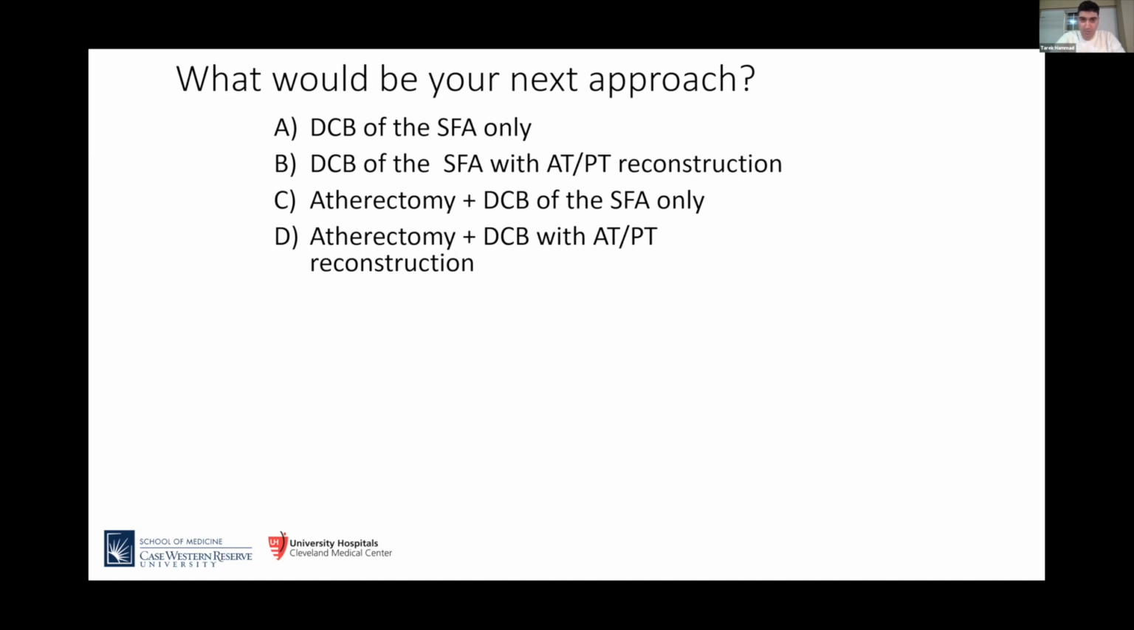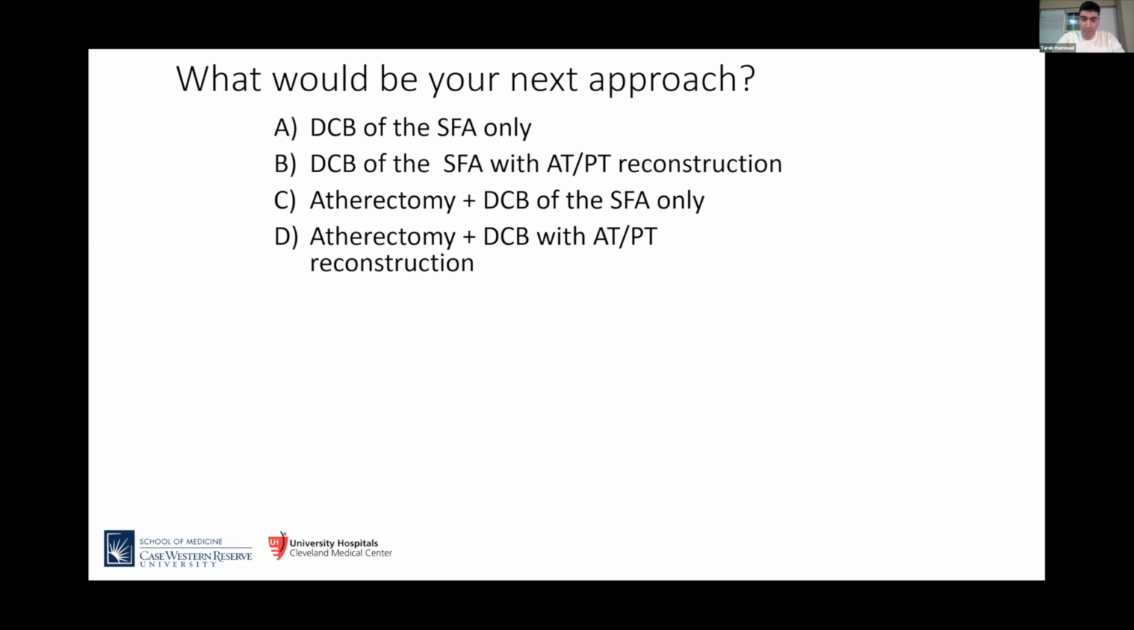Let's go through the options. We're just discussing, should we do a DCB with SFA only? Should we do a DCB with SFA and reconstruction below the knee? For the SFA, should we do DCB plus atherectomy, or should we do all of them? DCB, atherectomy for the SFA, and below the knee reconstruction. So as I said, because this is a CLI case, we decide to address the multi-level disease. So we decide to treat SFA and below the knee.